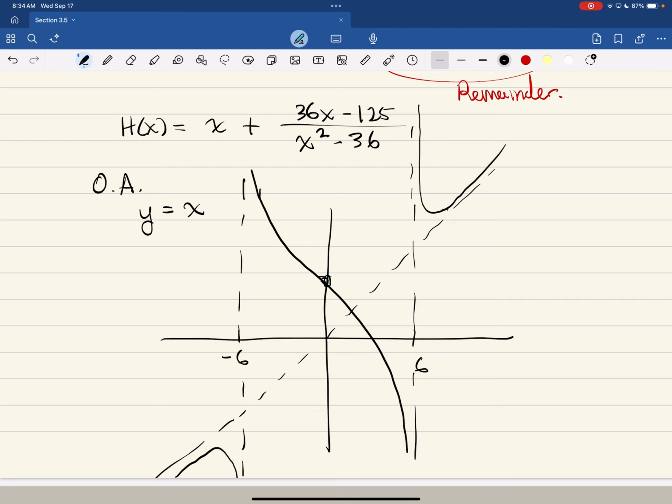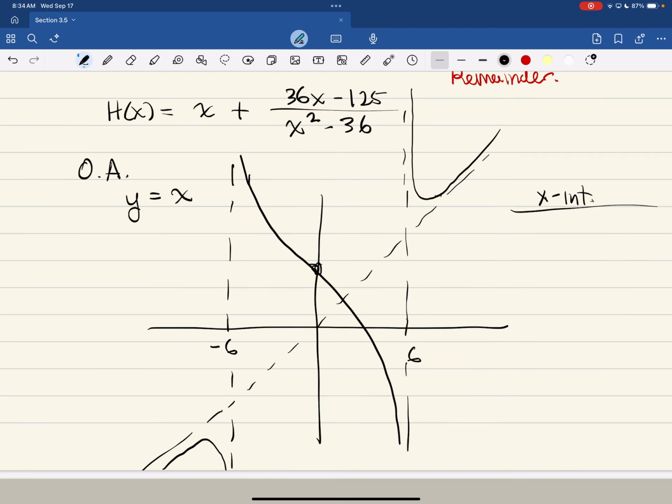Yeah, so where should it be crossing the x-axis? Is that what you're asking? Yeah, so we would set the numerator equal to 0. So we could say x-intercept, right? The question doesn't ask for it, but it'll be useful here to see where that crosses.